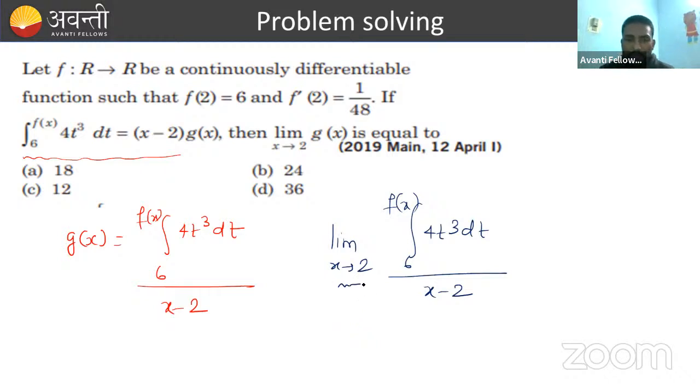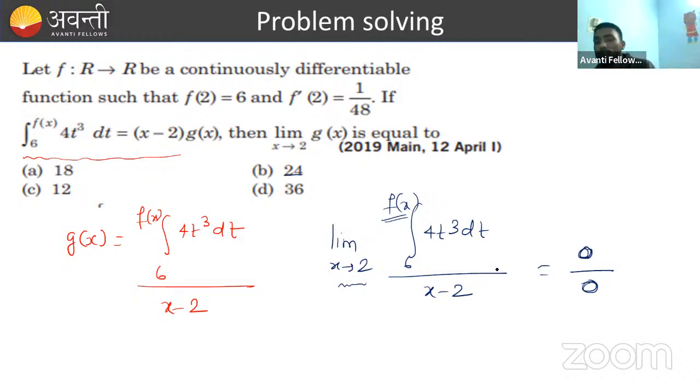Now if I put x tending to 2, that is 2 minus 2, that is 0. And this is the integration form, and we don't know the value of f of x. But still the limit value is coming as some finite value: 18, 24, 12, or 36. So what we need to do? We know that if this limit exists and the denominator is 0, then the numerator should also be 0. Why 0? Because if it comes as anything other than 0, it is not possible, since something finite divided by 0 is always undefined.